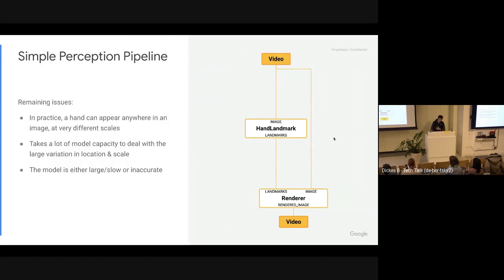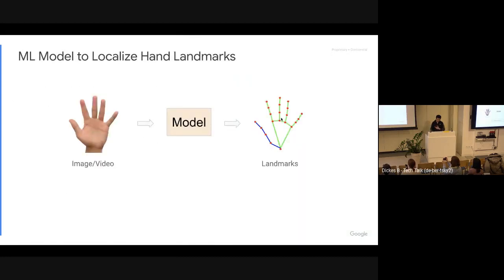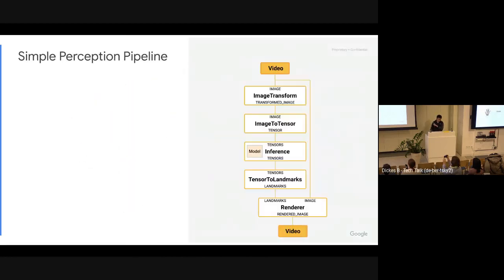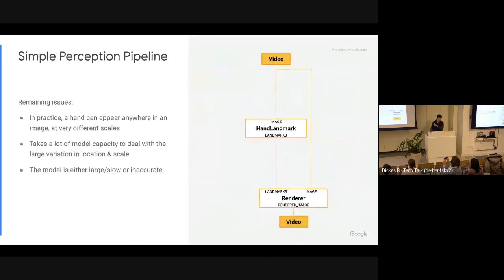Now, can someone tell me what the issue is with this graph? Remember, our problem was to take a video and give you the hand landmarks. What do you think is one of the key problems you will face when trying to create a machine learning model for this? Actually, the answers are written there.